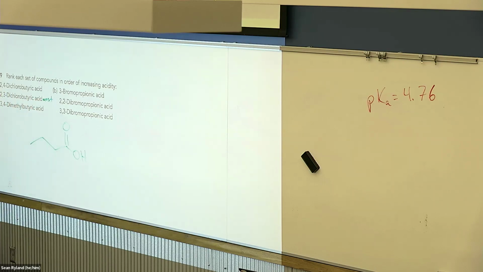One on carbon 2 and one on carbon 4 should be a little bit less acidic. Probably pretty close though, right? Because they both have one chlorine on carbon 2. Small difference. This one's going to be pretty significantly different than the other two.